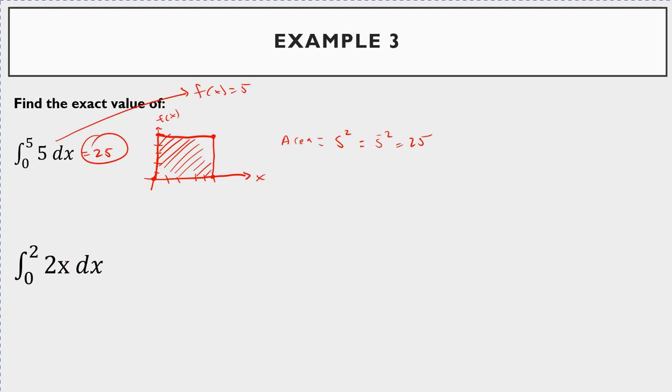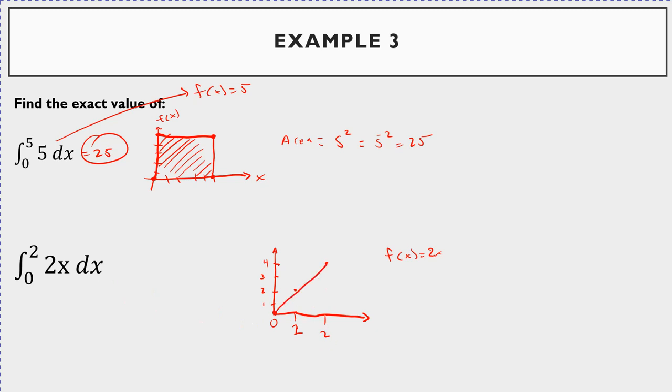Let's try this one. The integral from 0 to 2 of 2x. So what you're going to have to do here, you're going to have to sketch the function f of x is equal to 2x. So 1, 2, 3, 4. So when you plug in 0, it's 0. When you plug in 1, you get 1 times 2 is 2. When you plug in 2, you get 2 times 2 is 4.